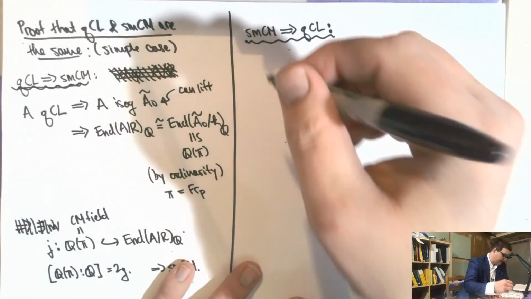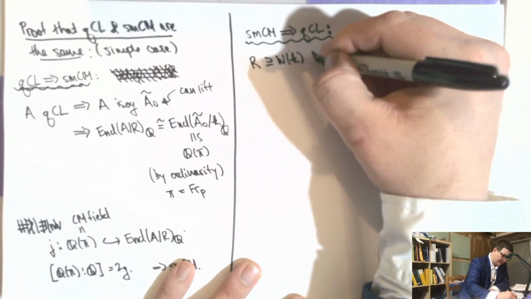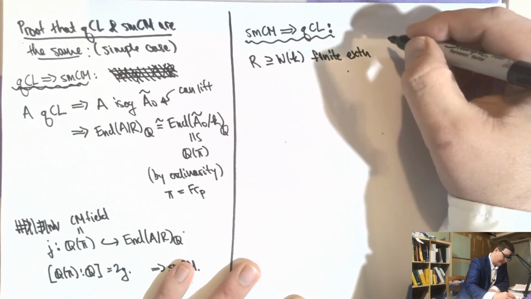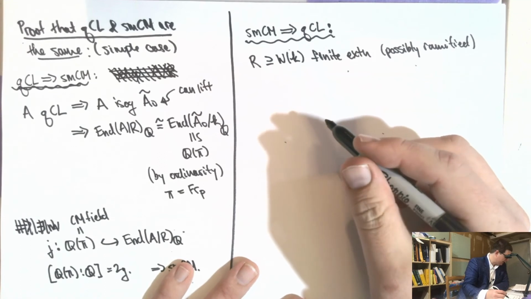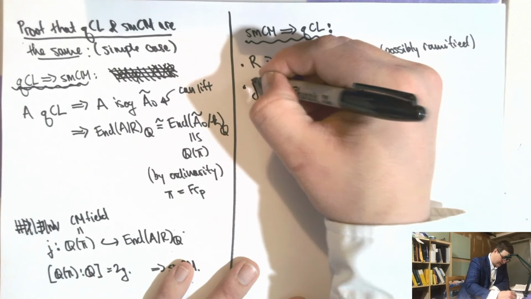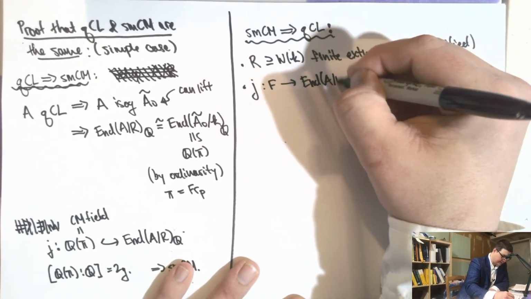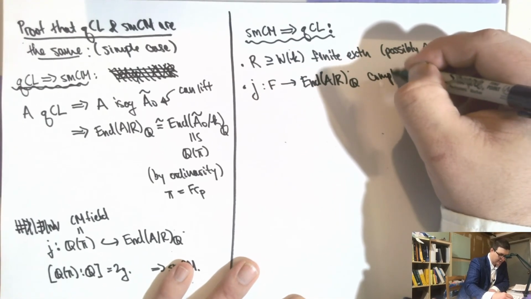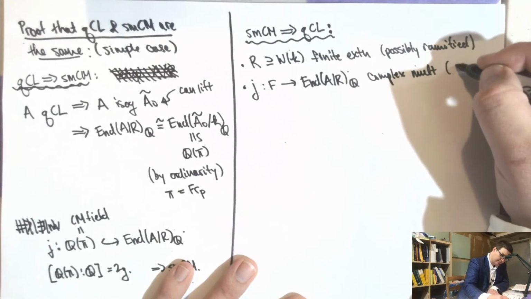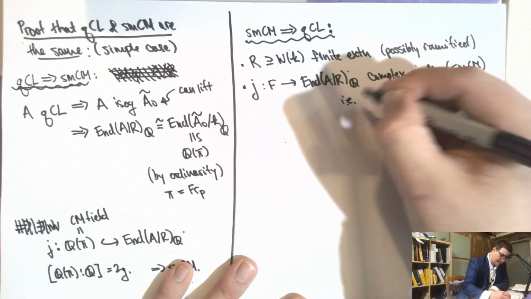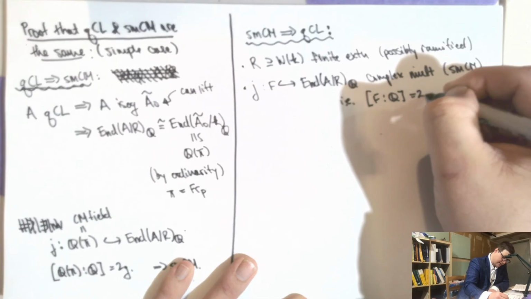Okay, so in this case, we're going to take R finite over a finite extension, possibly ramified. And then we're going to take j. So by hypothesis, we're supposing that j here, from F into the endomorphism ring of A over R, Q is a complex multiplication. Okay, and so we're supposing that it's smCM, i.e., this is injective, and F over Q is 2g. Okay, so that's a CM field.